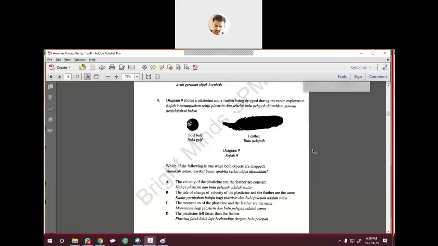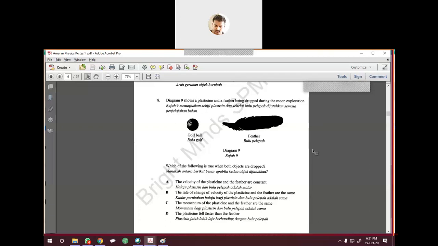But since this is a very tricky question, how am I going to explain to you guys? Never mind. So B is the most suitable one, correct? Because the rate of change of velocity means the acceleration of the plasticine and the feather are the same. But see, that's the problem in answering Malaysian questions, because in this question they're going to assume that the moon has air.